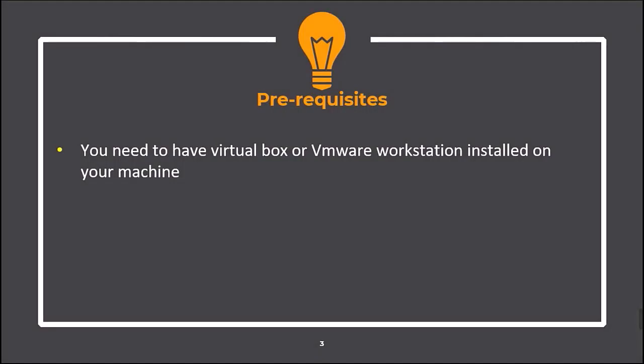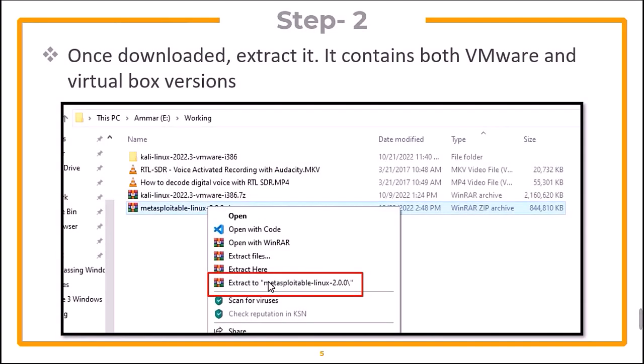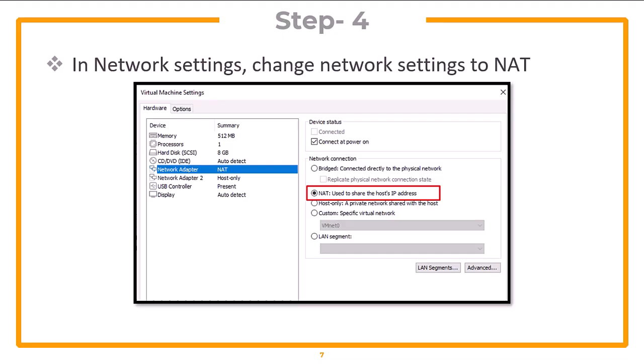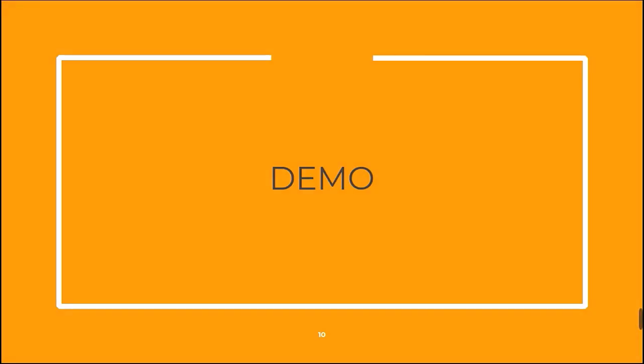So you need to have a VirtualBox or VMware Workstation installed on your machine. The first step is to download Metasploitable 2 from the official website. Once downloaded and extracted, it contains both VMware and VirtualBox versions. Now, in VMware Workstation, open the virtual machine. In network settings, you can change the network to NAT. Turn on both the Kali machine as well as Metasploitable, and try to check the connectivity with the ping command. Now let's see the actual demonstration.